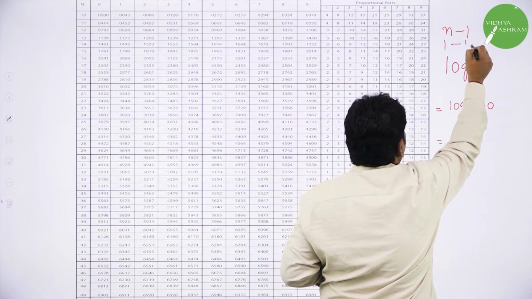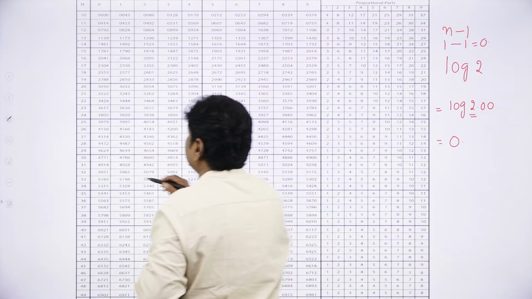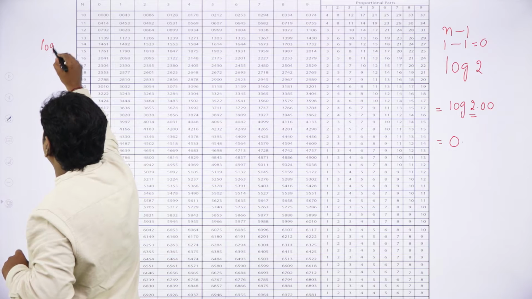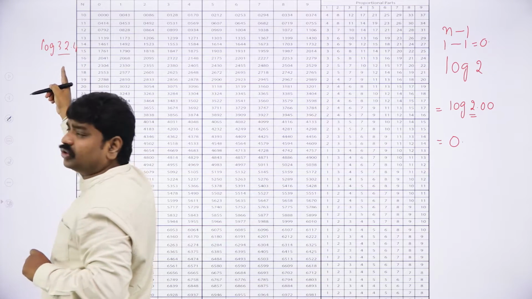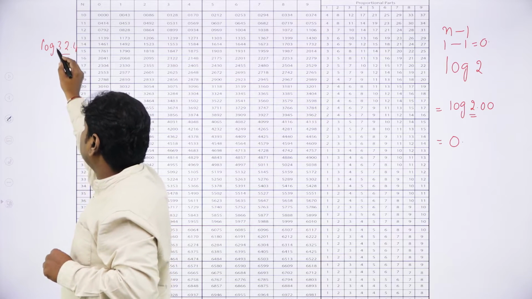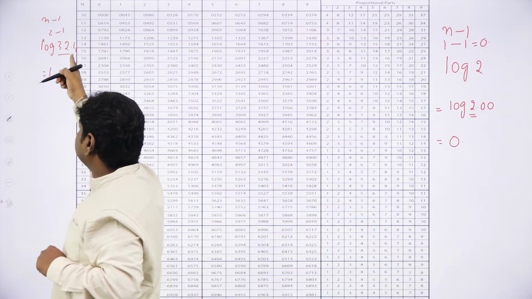What is 1 minus 1? 1 minus 1 is 0. So log 2 starts with 0 point. If you want to find, say, log 32.4, before the decimal how many digits do you have? 2 digits. Number of digits minus 1: 2 minus 1 is 1. It starts with 1 point.